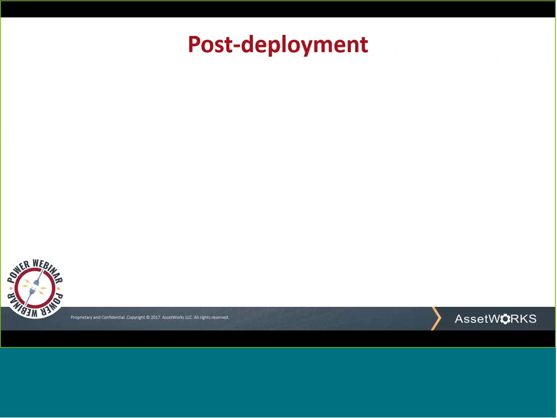So I provided information for pre-deployment. What about post-deployment of your ELDs? Don't forget, ELDs are no different than systems such as an accounting system. ELDs will not run themselves.